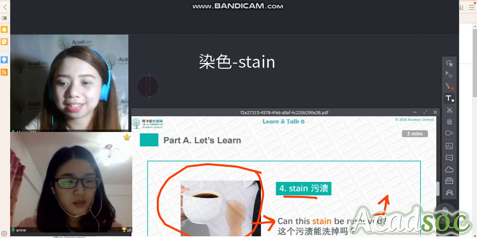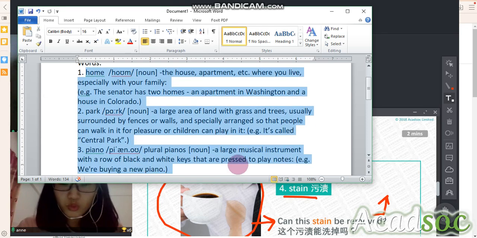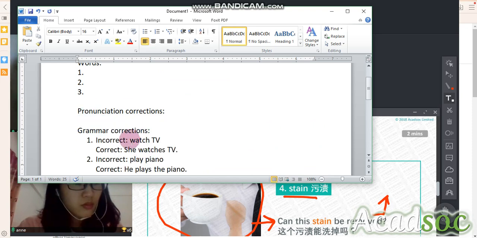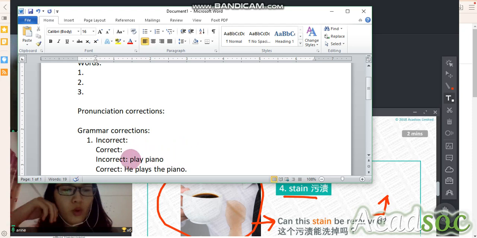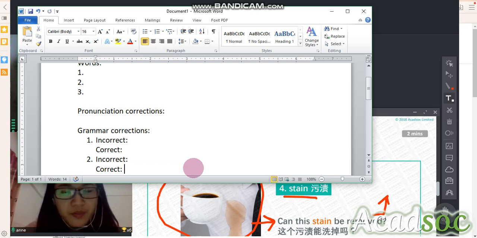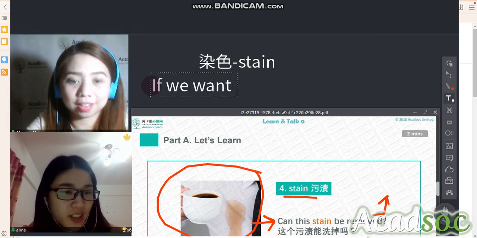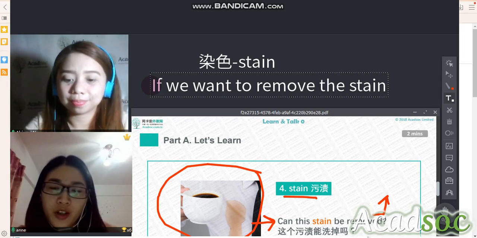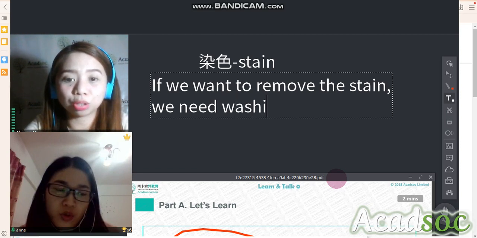Stain? Yes, stain. If we want to remove stains, we need the clean powder. Okay. If we want to remove stain, what are we going to do? Or what should we do? We need washing powder. To remove the stain. Then we need washing powder.